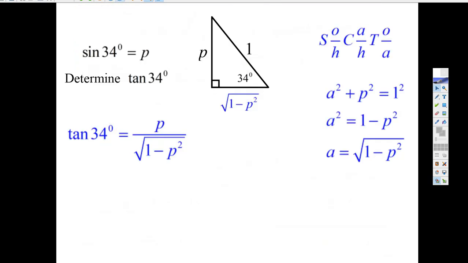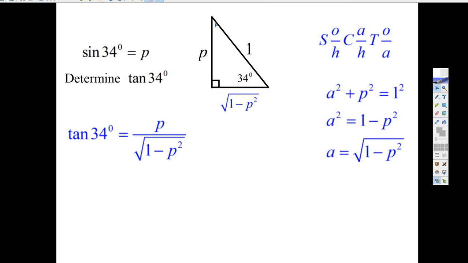Okay. There's another type of Pythagorean thing. I just thought I'd get it in. They sometimes say like the sine of 34 degrees is p, and you're supposed to find the tangent without a calculator. So what you do, in terms of p, is make a triangle. And you have to know that sine is opposite over hypotenuse, but make it p over 1. So this picture is right. And then you use Pythagoras.